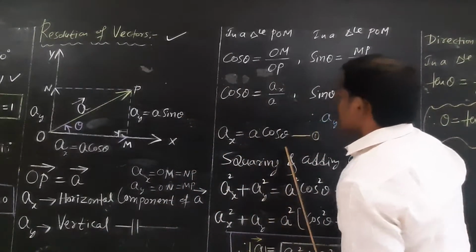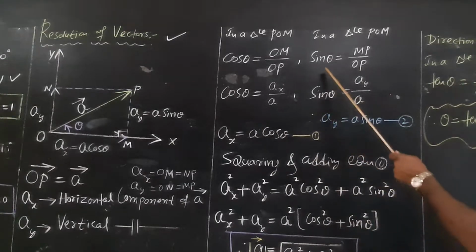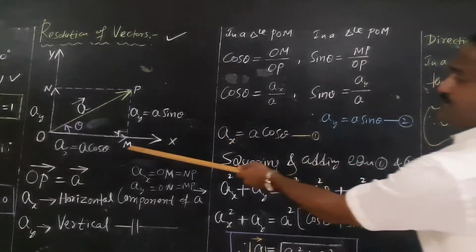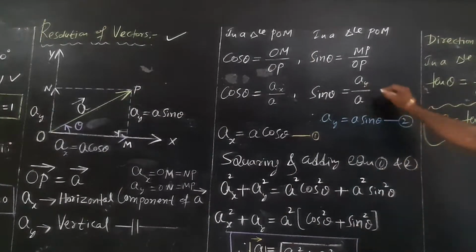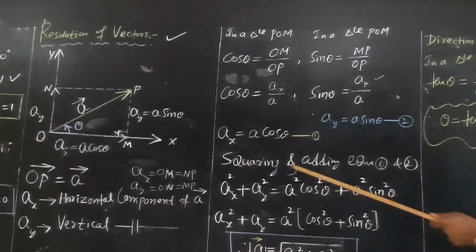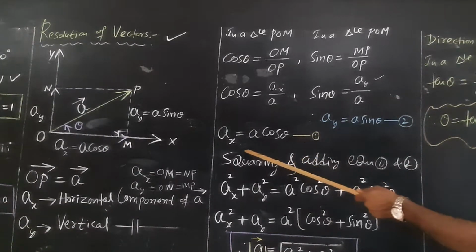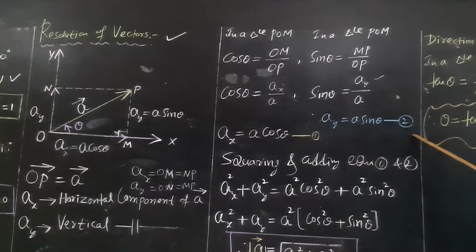AX is equal to A cos theta. Similarly, sin theta is equal to the opposite side over the hypotenuse, which is AY by vector A. Therefore, AY is equal to A sin theta. Consider this equation number 2. AX is equal to A cos theta is called the horizontal component of vector A. AY is equal to A sin theta is called the vertical component of vector A.